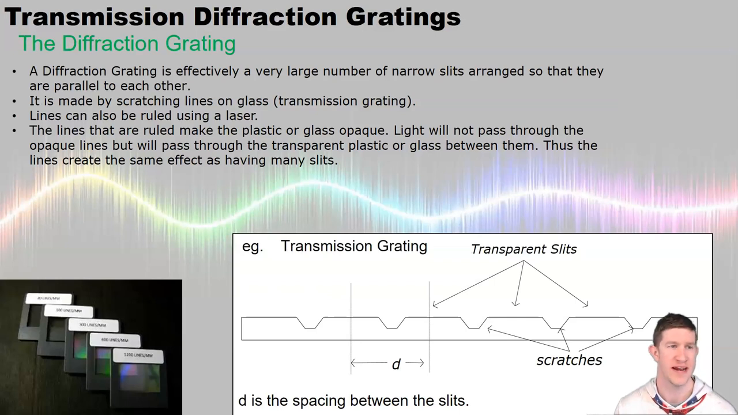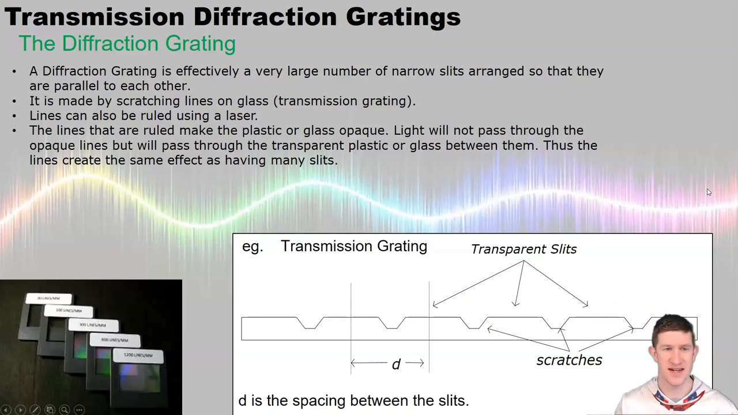The diffraction grating. A diffraction grating is effectively a very large number of narrow slits arranged so that they're all parallel to each other. We often make these by scratching lines on glass. This is done very specifically with a laser, not just getting a scalpel and gouging in grooves. It's done very specifically. So this representation gives you a bit of an example. You've got these little scratches in the glass and they're all evenly spaced and very strategically done.